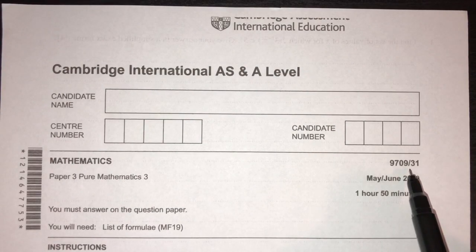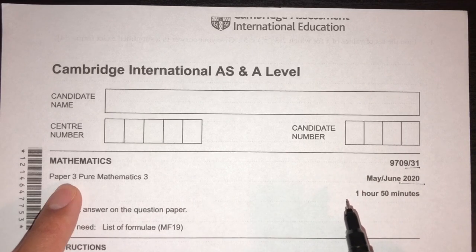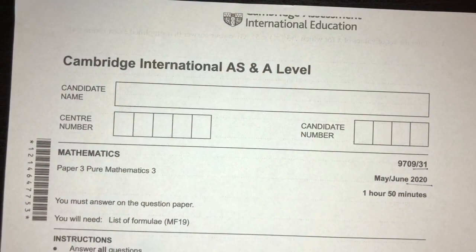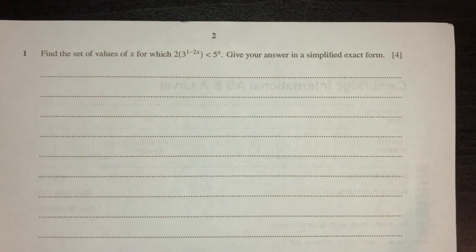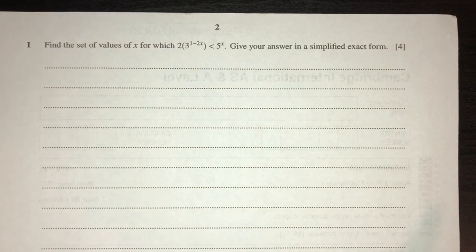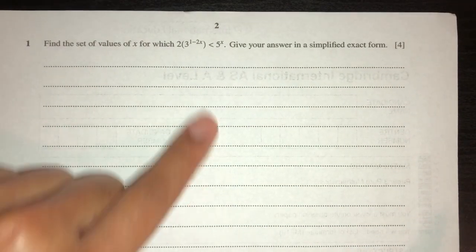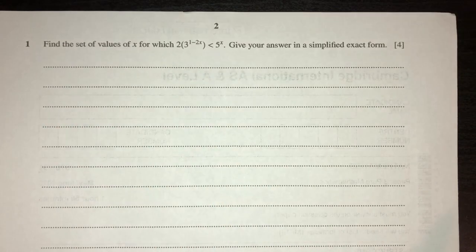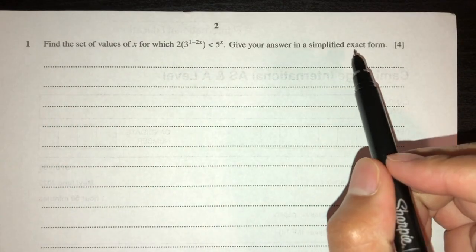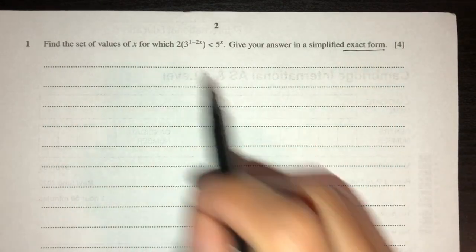This one is paper 3-1 of May and June 2020 of paper 3. That is A-level paper. Okay, so let's move on to question number 1. Find the set of values of x for which this is less than this. Give your answer in simplified exact form. Okay, so step by step.